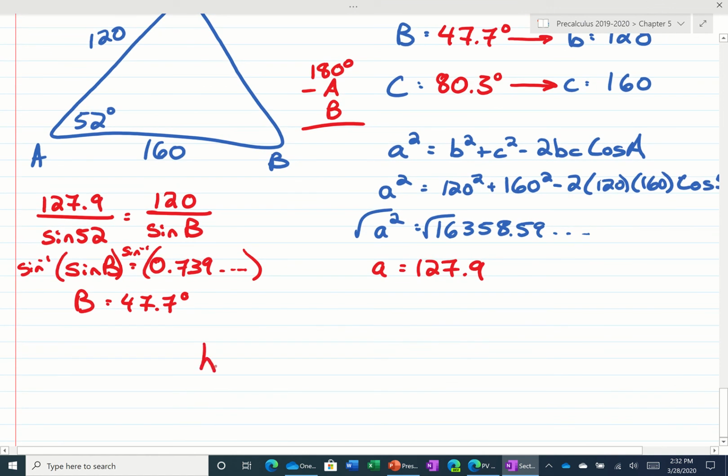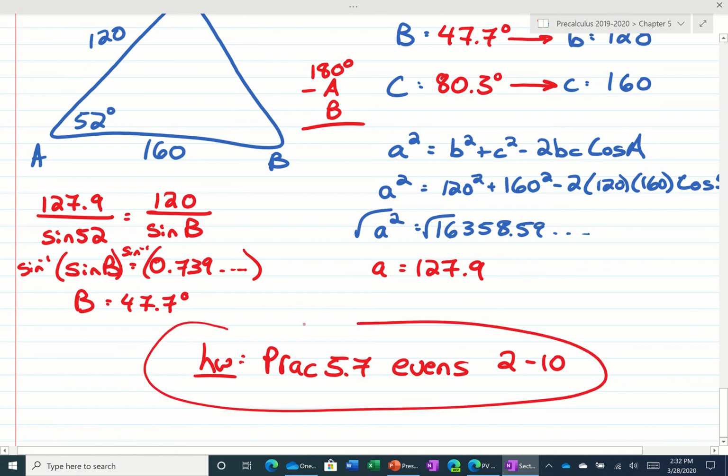For homework, what I would like you to do is please do practice 5-7, the evens, all the evens from 2 to 10. All right, please have that done for tomorrow.